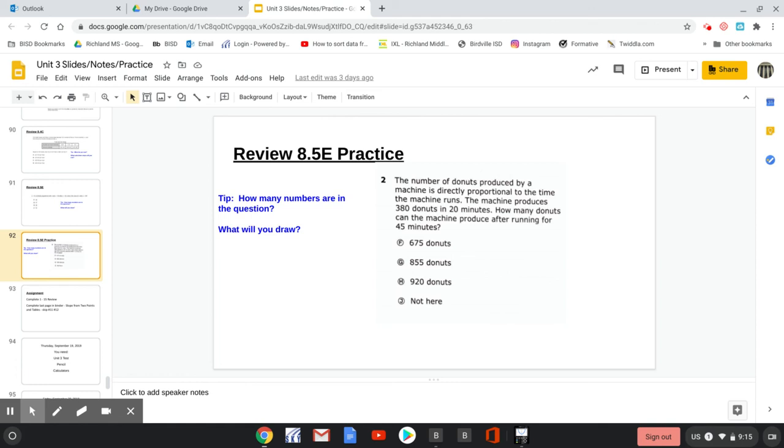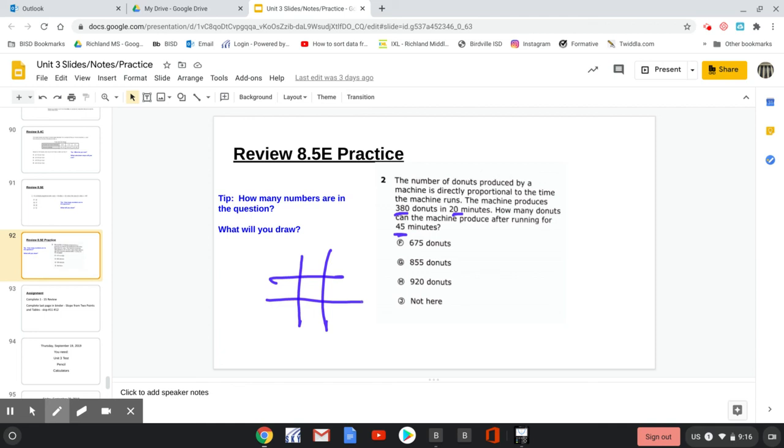We got one more. How many numbers are in the question? What will you draw? Okay, well, it looks like another practice one, like we just did. Without even reading the problem, I can see I have 3 numbers. So therefore, I'm going to draw a hashtag. Now I got to read it because I need to figure out what I'm doing.